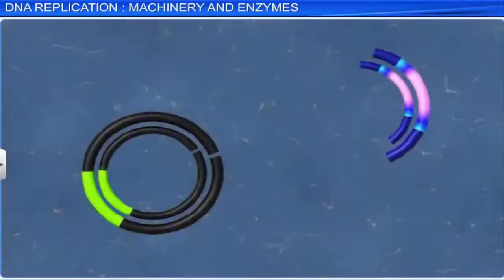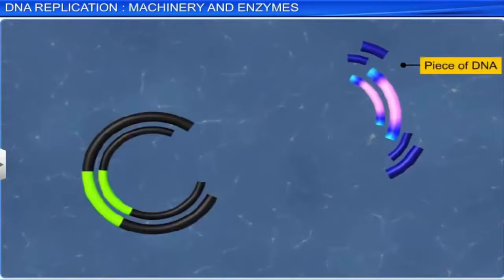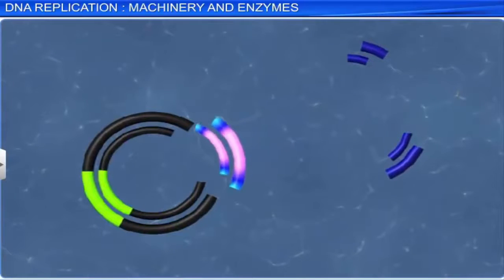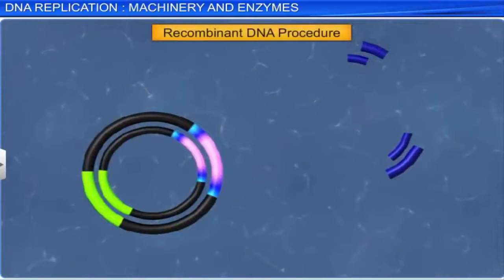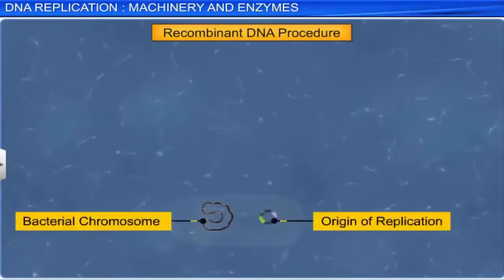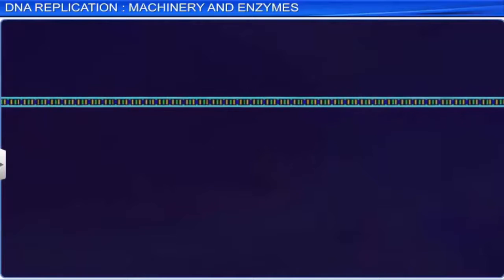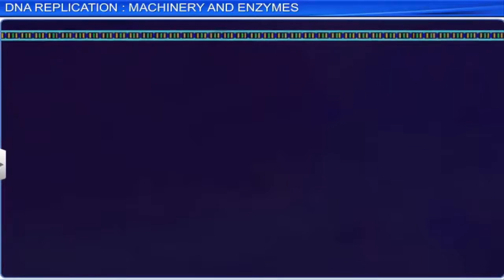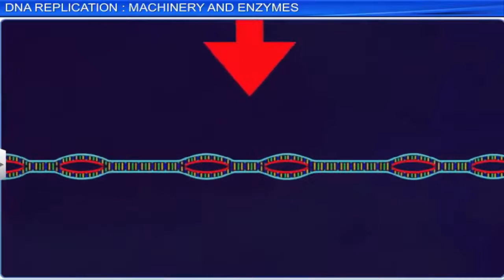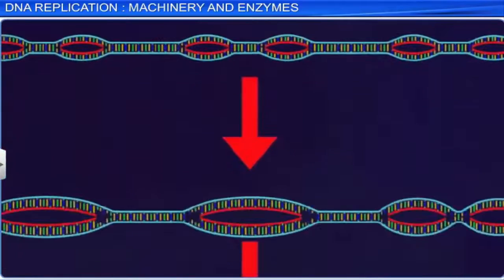This is also the reason why a vector is required when a piece of DNA needs to be replicated during recombinant DNA procedures, as it is the vector that provides the origin of replication. In some cases, like eukaryotes with large DNA molecules, there may be many origins of replication that finally merge with one another.